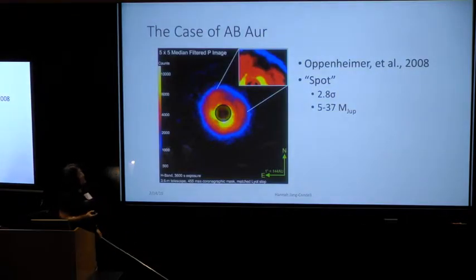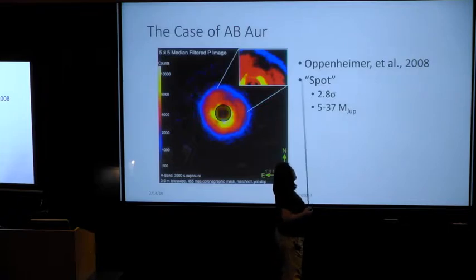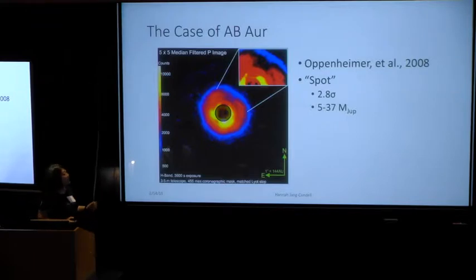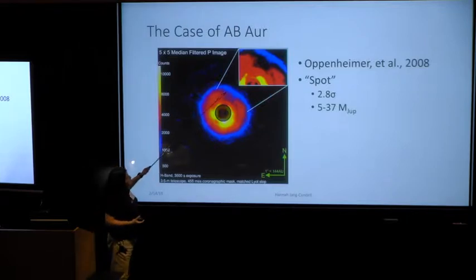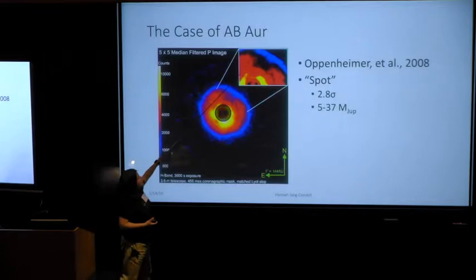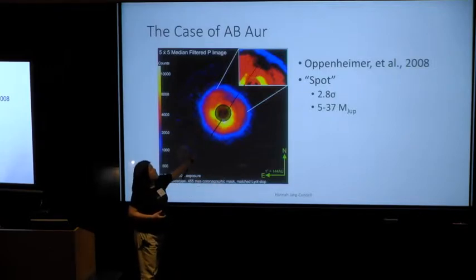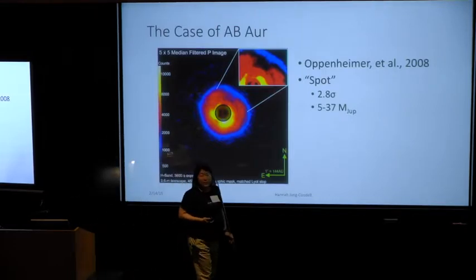Okay, and so I want to tell you a little story about AB Aurigae. Back in 2018, Oppenheimer et al. put out a paper looking at a polarized scattered light image of AB Aurigae. It's a Herbig Ae star. It's got a beautiful disk around it, not quite face on. And they zoomed in on this one section here and changed the contrast and said there's a little red spot in there. 2.8 sigma, they said, if this spot is real, it corresponds to emission from a hot 5 to 37 Jupiter mass planet.